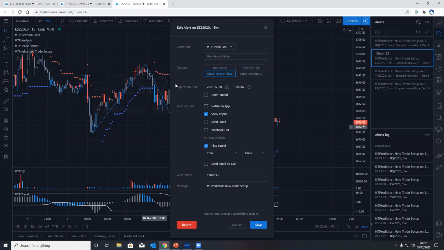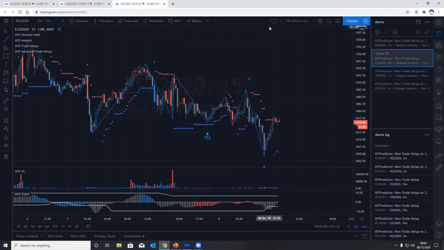So it's actually quite nice if you're following slightly longer term charts, for example on Forex, etc. You can have these alerts set up and running when MT Predictor or TradingView is closed totally. So that's quite a nice little feature of TradingView, to have the alerts like that. It's quite slick.